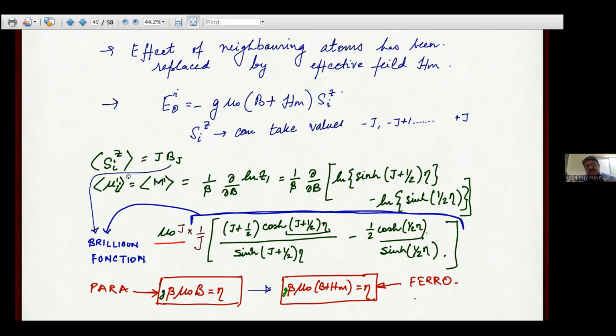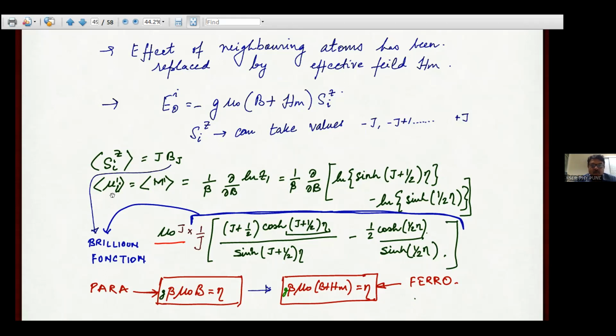Then you can ask what is the average magnetic moment of the sample in a given magnetic field and at a given temperature. That has been calculated for the paramagnetic case, and it was J into the Brillouin function. I've just copied it from the previous slide where we had calculated for the paramagnetic case.